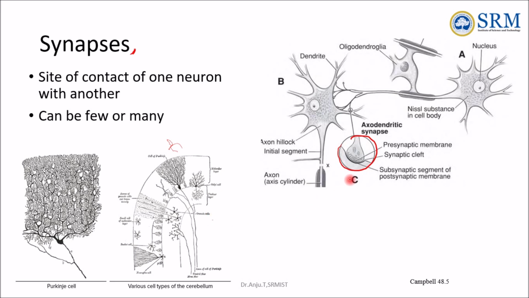And how many synapses are there? It can be a single synapse, or a few synapses can be there. You can see here a few, but there can also be many, as you see in the cerebellum region of the brain. So either a few or many can be found in the nerve cells. So synapses are the nerve endings.